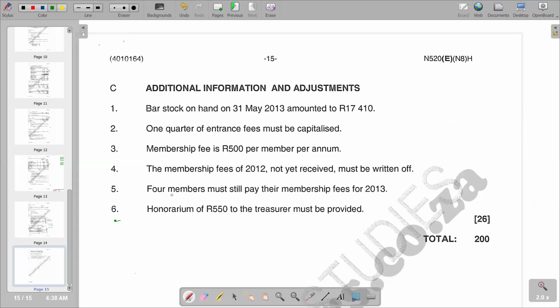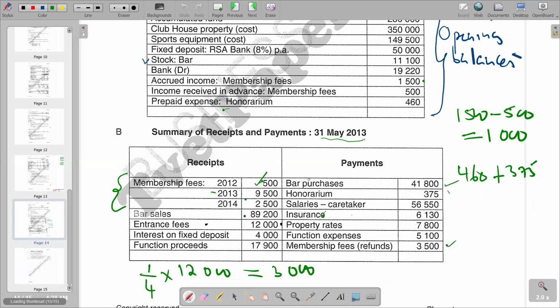So item 6 says an honorarium of 550 rands to the treasurer must be provided. So we are seeing that we also have 550, which is supposed to be included. So in other words, we are adding again 550. So this is the working that we are just going to summarize in the other section. What are you going to see?